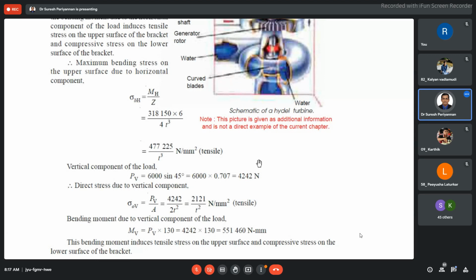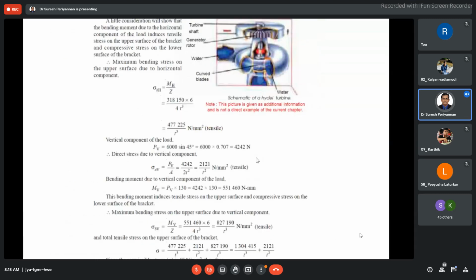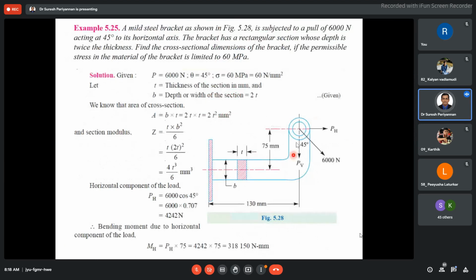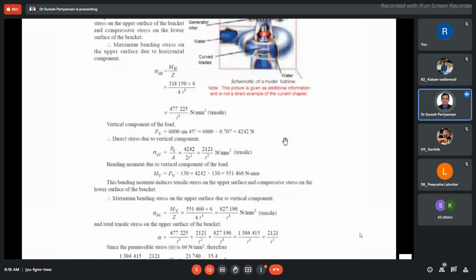Based on this figure, the top surface is going to be tensile while considering the horizontal load PH acting on the bracket. That's what we are considering here, tensile. Now the vertical load and its bending moment.